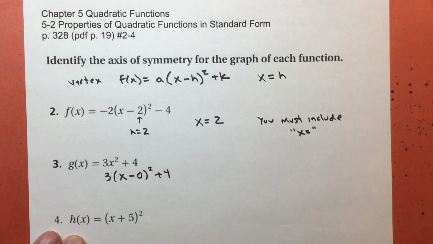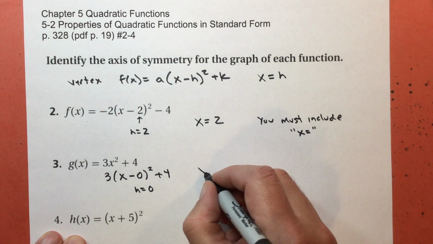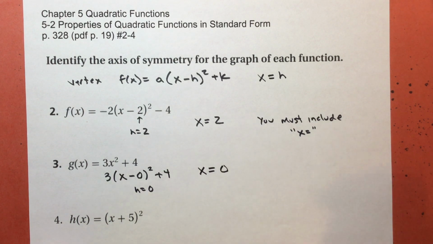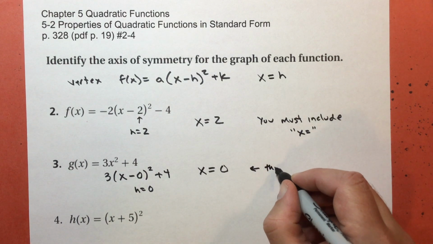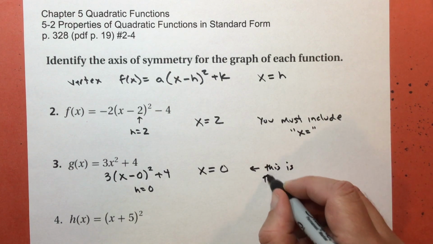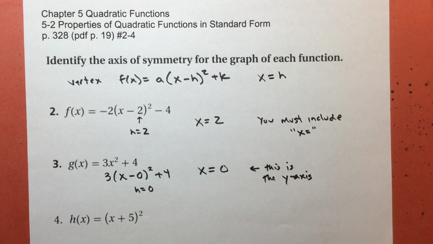So what am I subtracting away to make it look like x minus h? 0. So my axis of symmetry is x equals 0. And this graph right here is actually centered on the y-axis. X equals 0, this is the y-axis, right there in the middle of the graph.